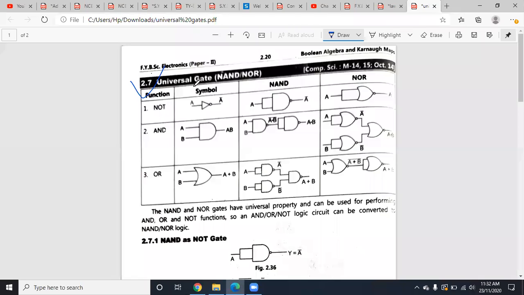Why are these called universal gates? The very basic question. They ask this question in the exam. Why are NAND and NOR called universal gates? What do you think? Why will it be called so? Any specific reason you are aware of? Anybody?